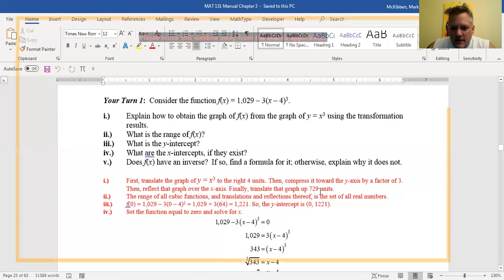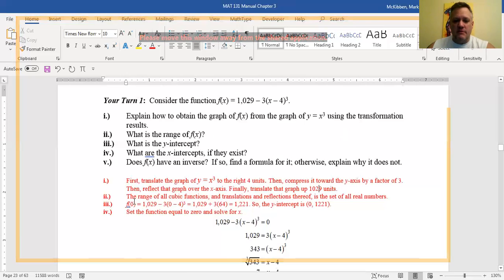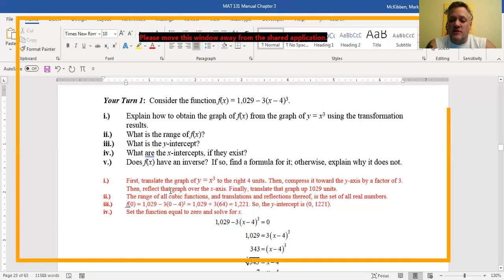Okay, and this here is a typo. This should be 1029. Okay, all right, good. The range, well, the range of any cubic, if you remember, went from plus infinity to minus infinity. Moving it left or right or up or down or stretching it doesn't change that, right? So the range is going to be the same for all cubics, and in fact for all odd integer powers of x and their translations and reflections, the range will always be all reals. The only time you have a range change for power functions is when the function happens to be an even power of x.